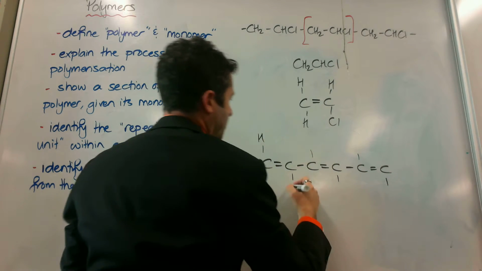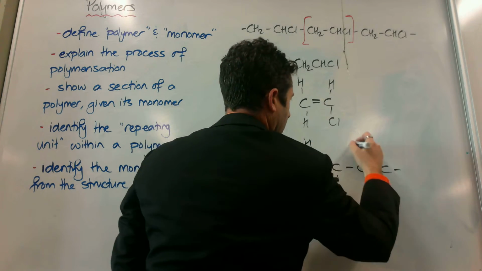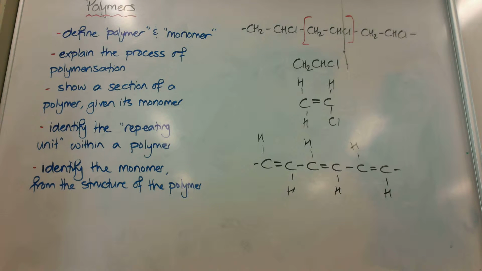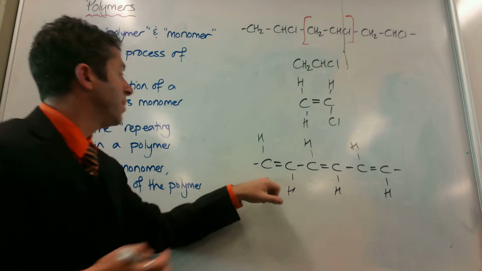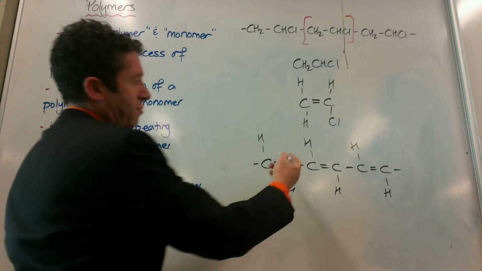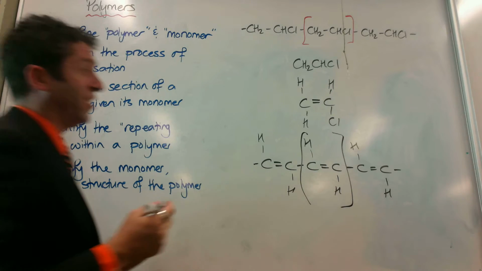Let's just put hydrogens there because it'll make it easier. If I had this as what I've got, I should have made a mistake there, sorry. Oh no, I haven't. Then when I break it out, here's my repeating unit, okay, and it's already got a double bond in there.